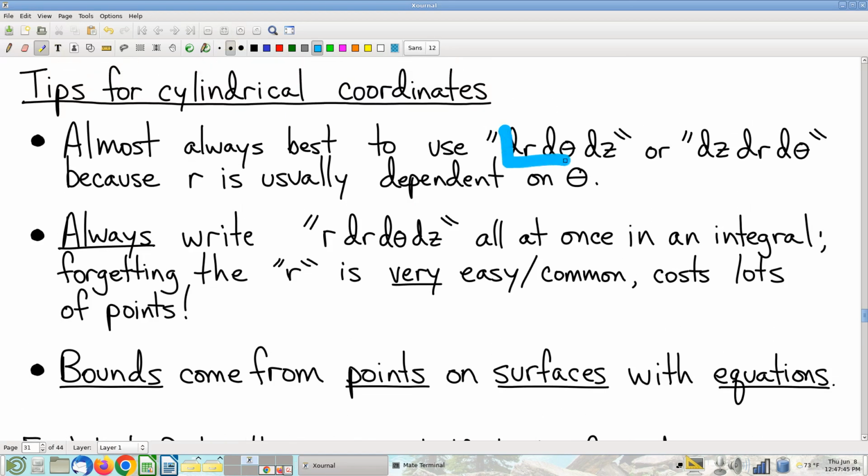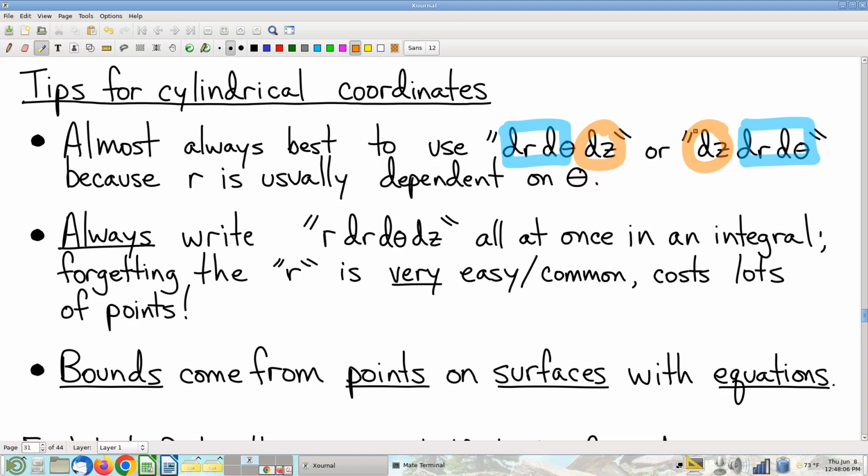Okay. Same sort of tips and tricks from polar. Keep r and theta in the same order as with polar. Always put the dr inside of the d theta, which then really only gives you two options for where to put the dz, either to the outside of that pair or to the inside of that pair.